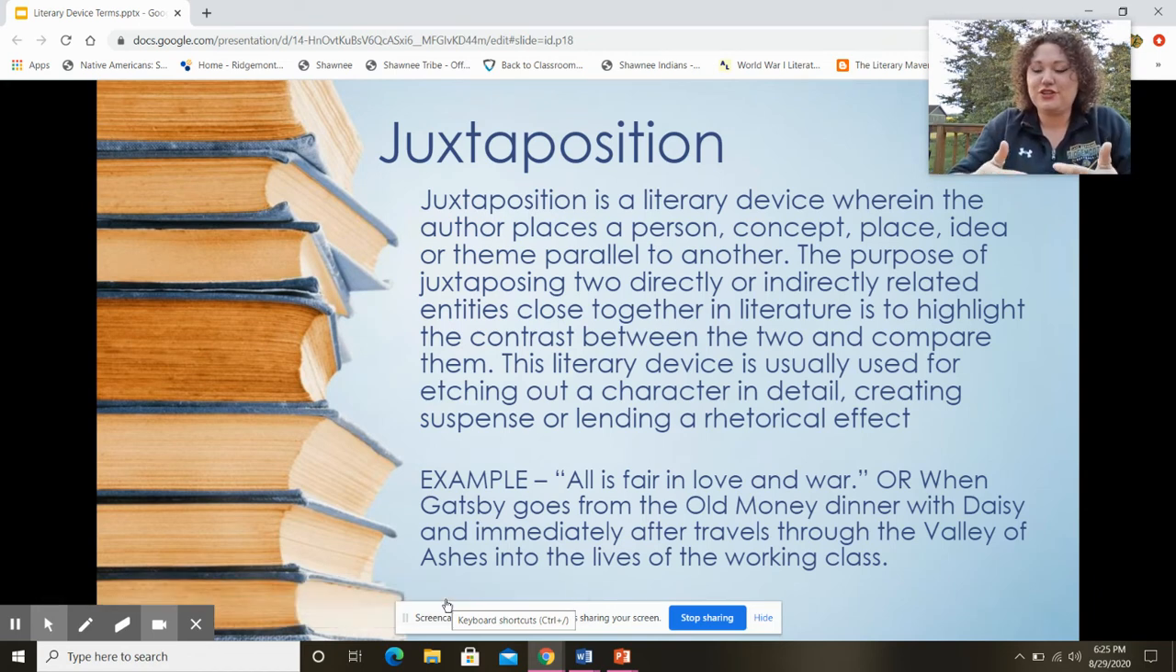You go through the Valley of Ashes, and you have this dark, dank, dirty place where nobody is happy, and that is in total opposition to the old money party he just attended. So you can see that via juxtaposition, it adds greater detail to what they're doing.